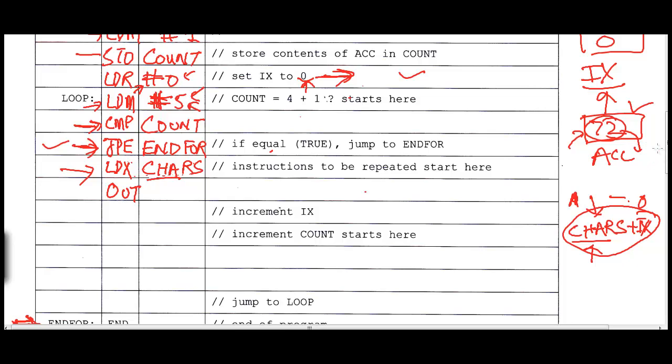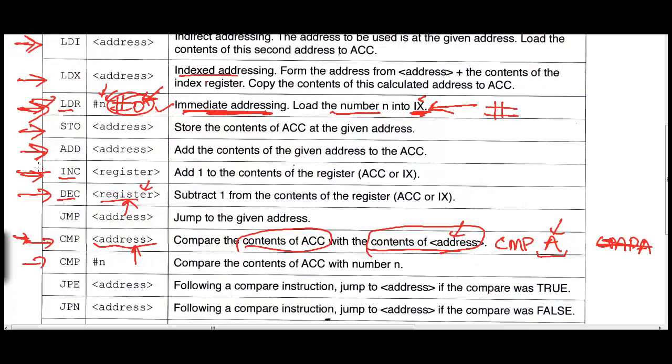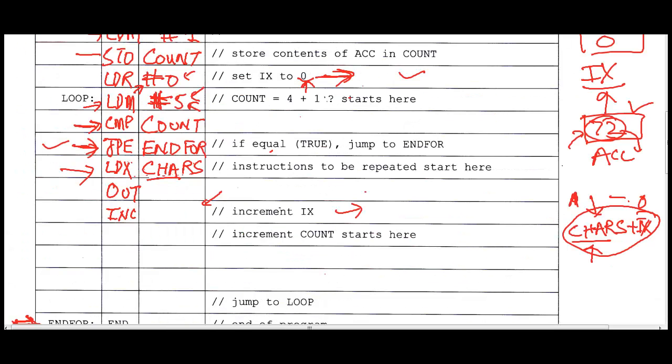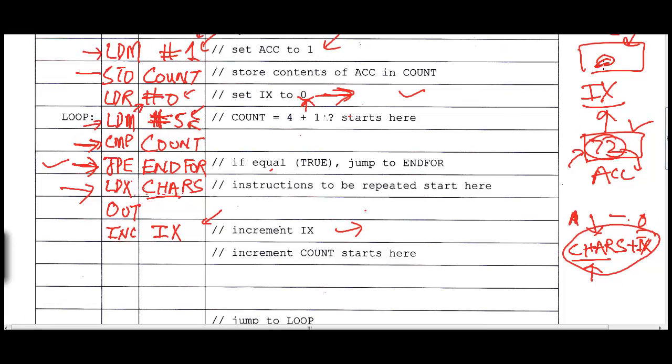Then we have to increment our index register. Now to increment our index register, the command that we are going to use is increment, INC. Increment is a command in which the operand is always a register, right? That is what this table is telling us. In the increment command, the operand is always a register. So here we are going to specify the register name, which in this case is going to be IX. So we are going to increment the index register, and the value of the index register is going to become 1. So now the value of the index register has become 1.